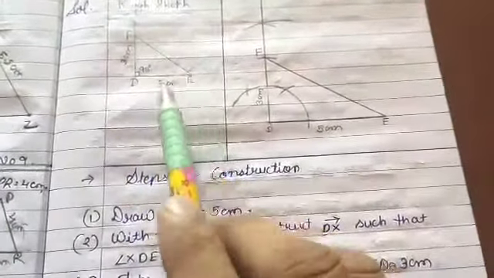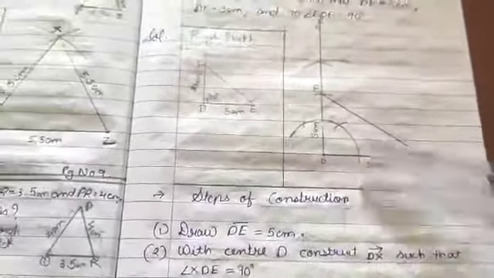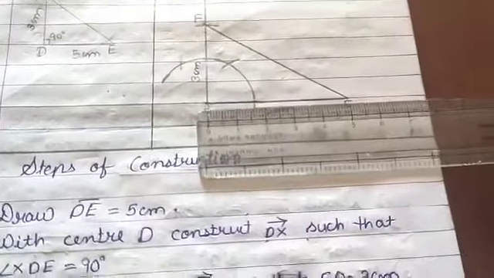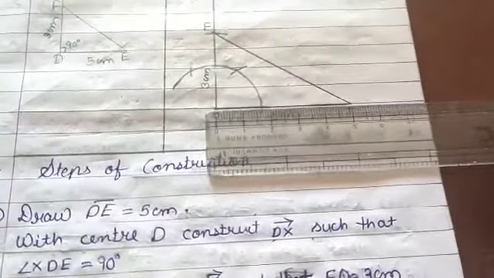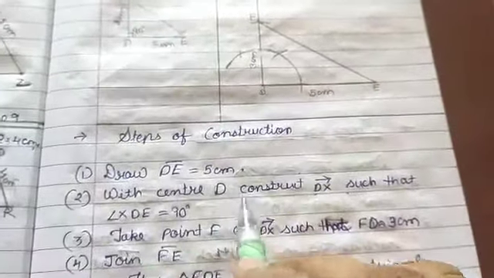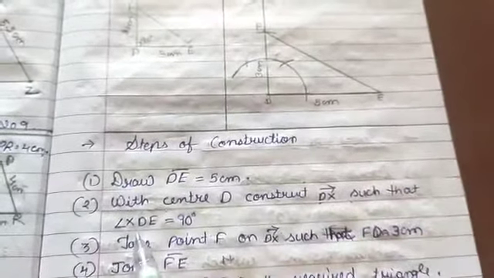Now first you draw this base DE of 5 centimeter. So how to get this 5 centimeter? See, as you all know, it's very simple. Take this 5 centimeter. Draw this line segment of 5 centimeter. Then name it DE of 5 centimeter. Then with center D, construct ray DX such that angle XDE is 90 degree.